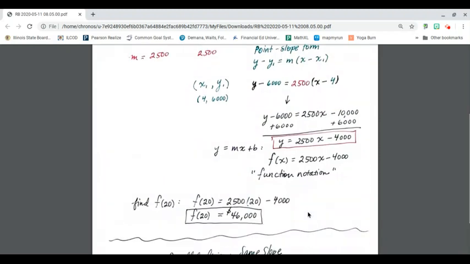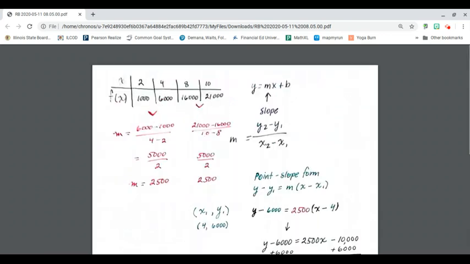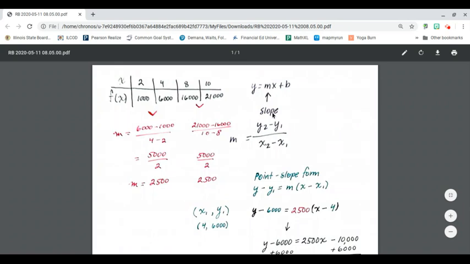All right, now just a friendly reminder that if you have parallel lines, they will have the same slope. If you have perpendicular lines, their slopes will be opposite reciprocals. So if the slope of one line is 2/3, the opposite reciprocal will be -3/2. And this upside down t, remember, is just perpendicular notation. You can do anything you want if you're given parallel and perpendicular lines. Remember, if you have a slope, you can do anything you want.